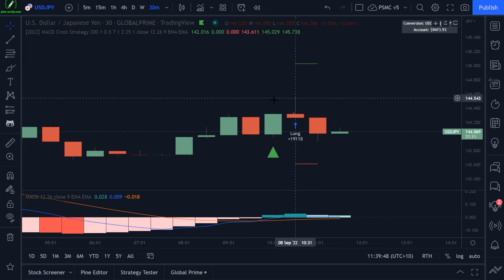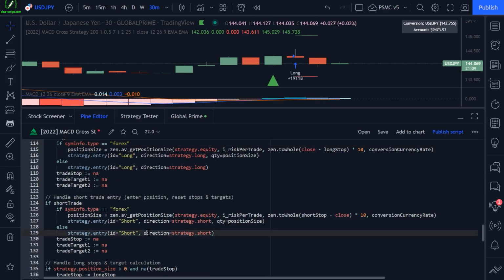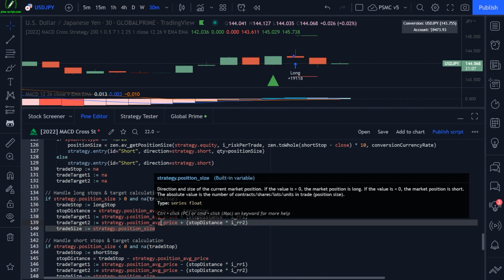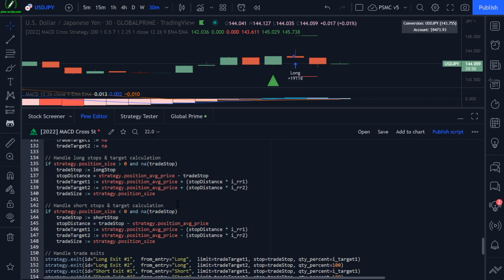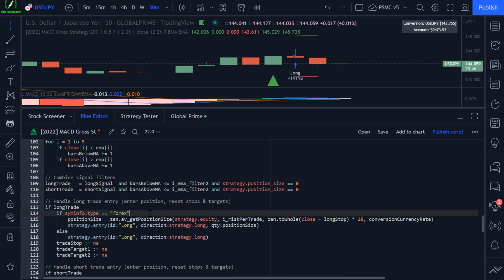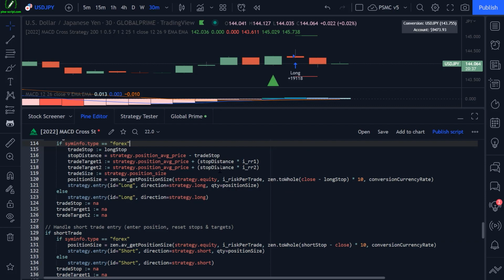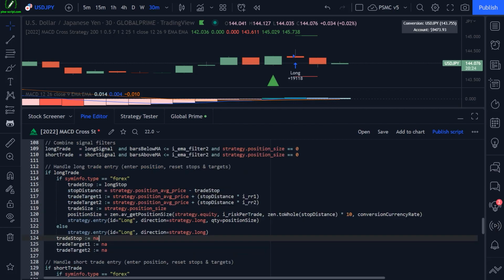If you're only using the script on Forex markets, I'd probably encourage you to take out this code here and move it into your entry code. So before your position size is calculated, you would take all of this out and paste it in here, for example, and then you could paste stop distance into here instead of using long stop subtracted from the closing price. And this would give you a more accurate, consistent reading for Forex markets.